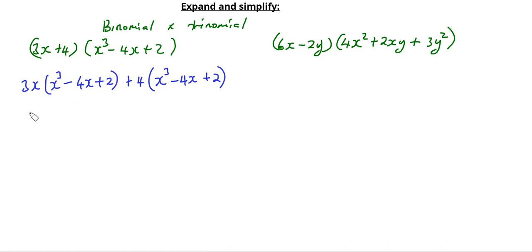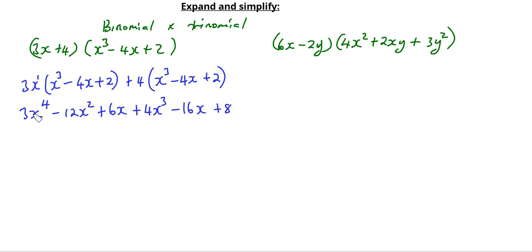Okay, so we have 3x times the first one, x cubed, is going to give us 3x to the power 4, because 3 plus 1. Then, because there is a silent 1 here, 3x times 4x is going to give us 12x squared. Then 3x times 2 is going to give us plus 6x. Then 4 times x cubed is going to be 4x cubed. Then 4 times negative 4x is going to give us minus 16x. Then 4 times 2 is going to give us 8.